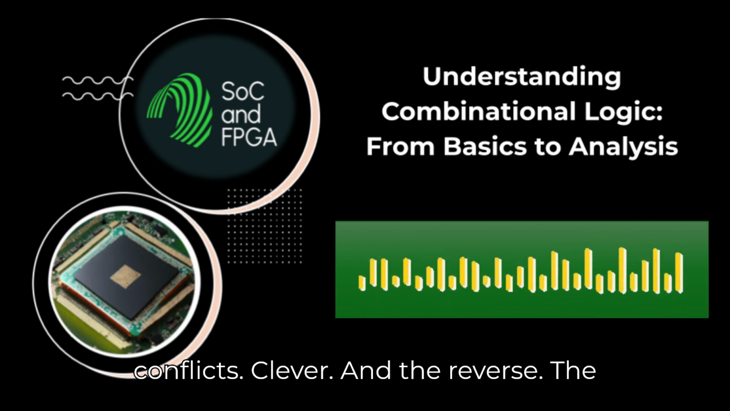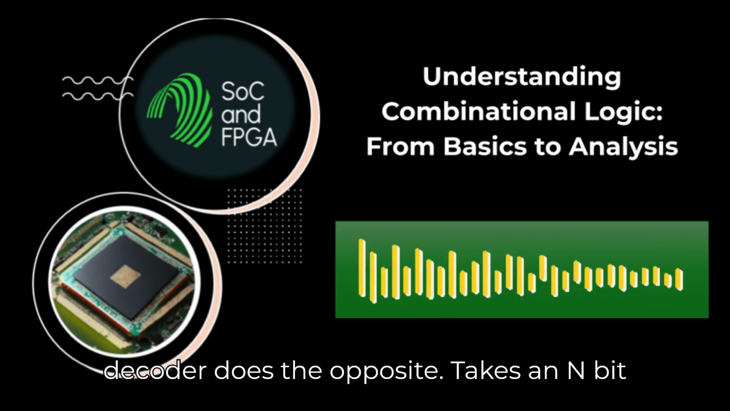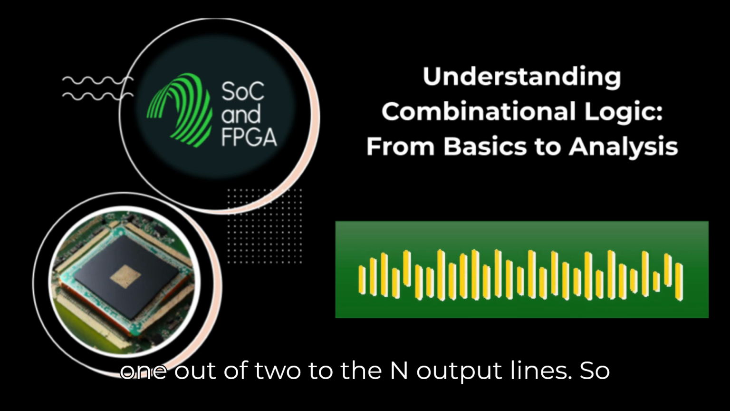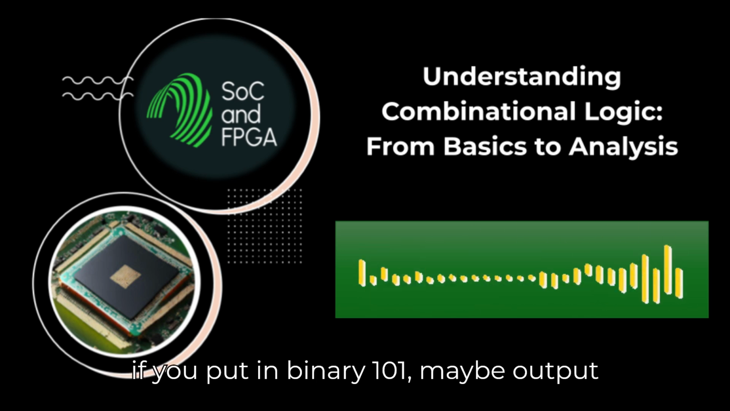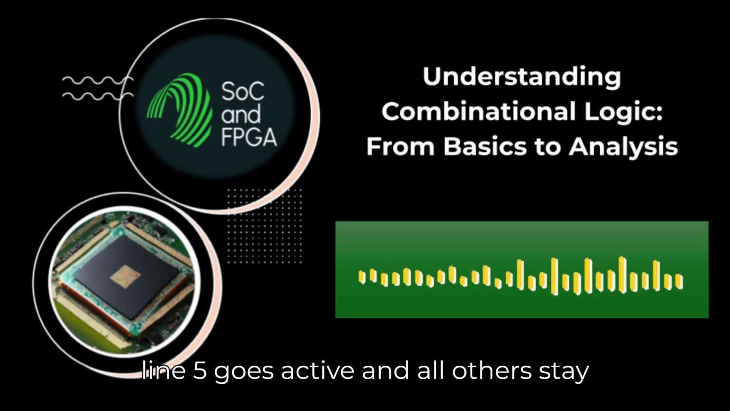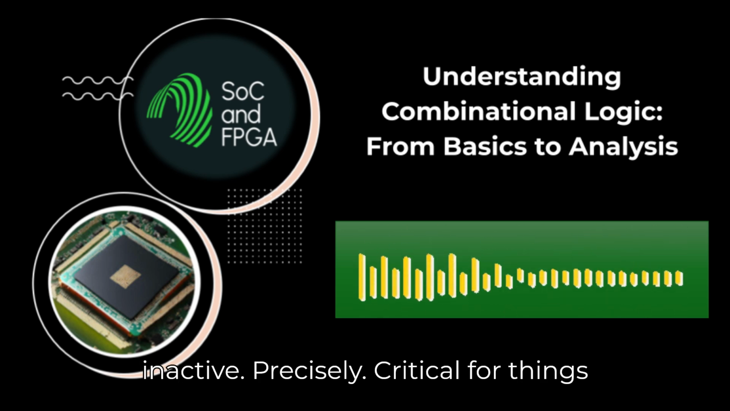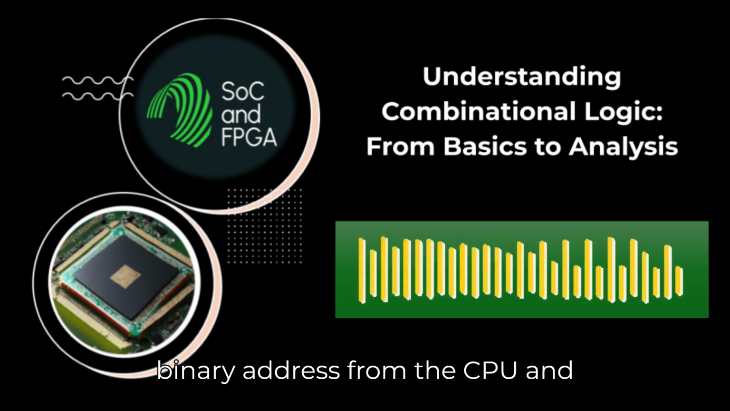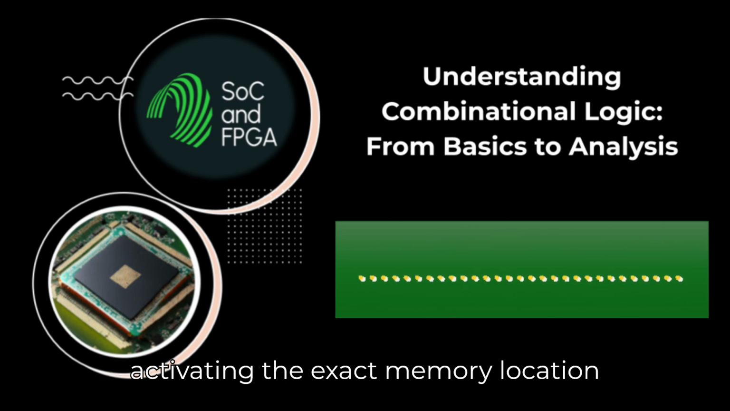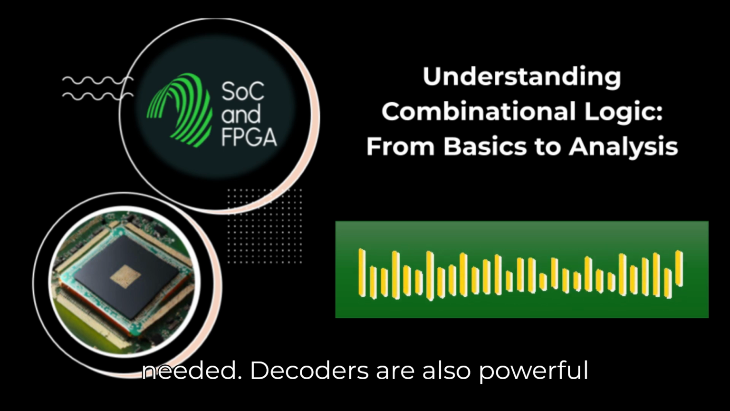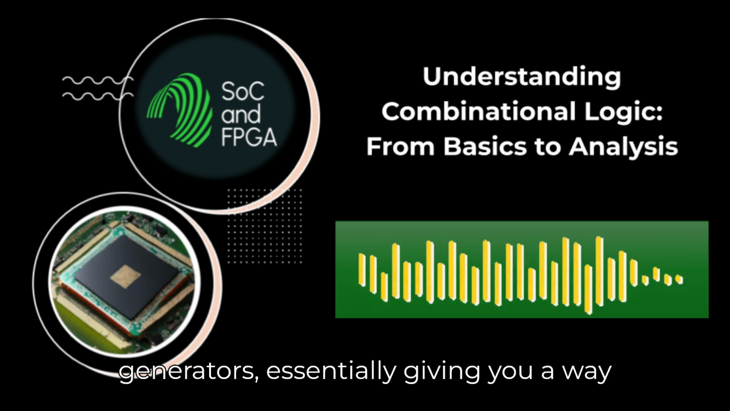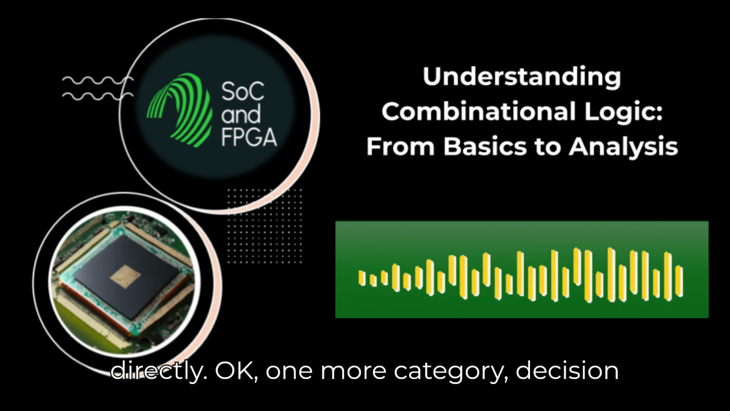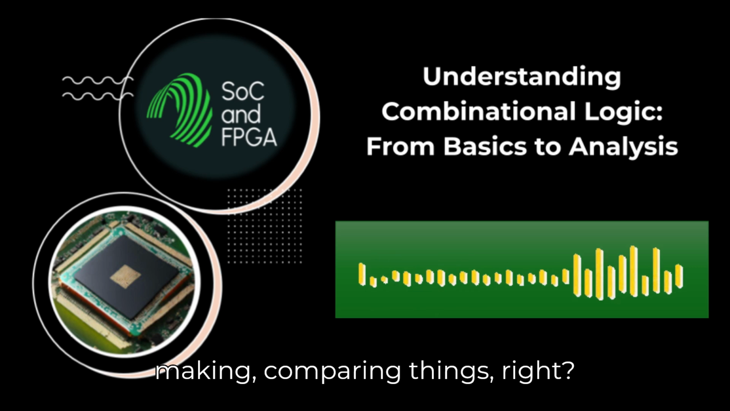Clever. And the reverse, the decoder, does the opposite. Takes an n-bit binary code as input and activates only 1 out of 2 to the n output lines. So if you put in binary 101, maybe output line 5 goes active and all others stay inactive. Precisely. Critical for things like memory address decoding, taking the binary address from the CPU and activating the exact memory location needed. Decoders are also powerful because they can act as minterm generators, essentially giving you a way to implement any Boolean function directly. Okay, one more category. Decision-making. Comparing things.